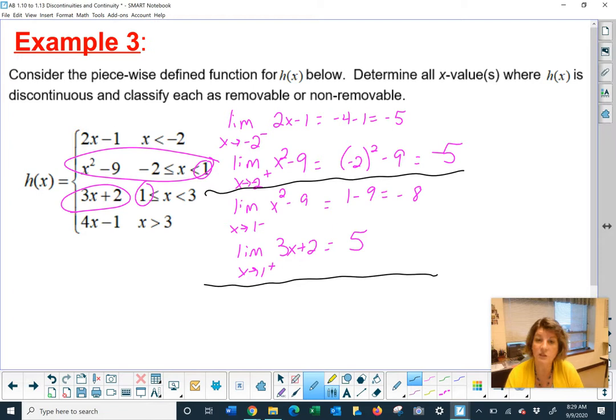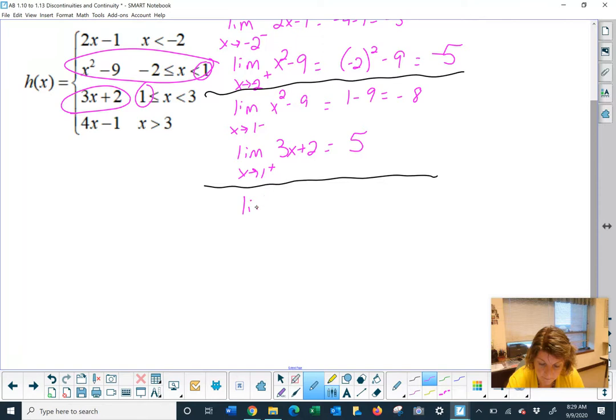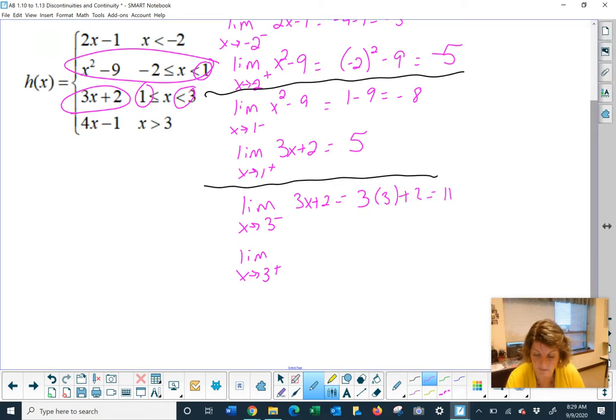And then lastly, let's look at 3. So the limit as x approaches 3 from the left, and we also want to look at 3 from the right. 3 from the left would be 3x plus 2. That would be 3 times 3 plus 2, or 11. And then 4x minus 1 is when I'm to the right of 3. So I'd have 4 times 3 is 12, minus 1 is 11. That matches up very nicely, doesn't it?